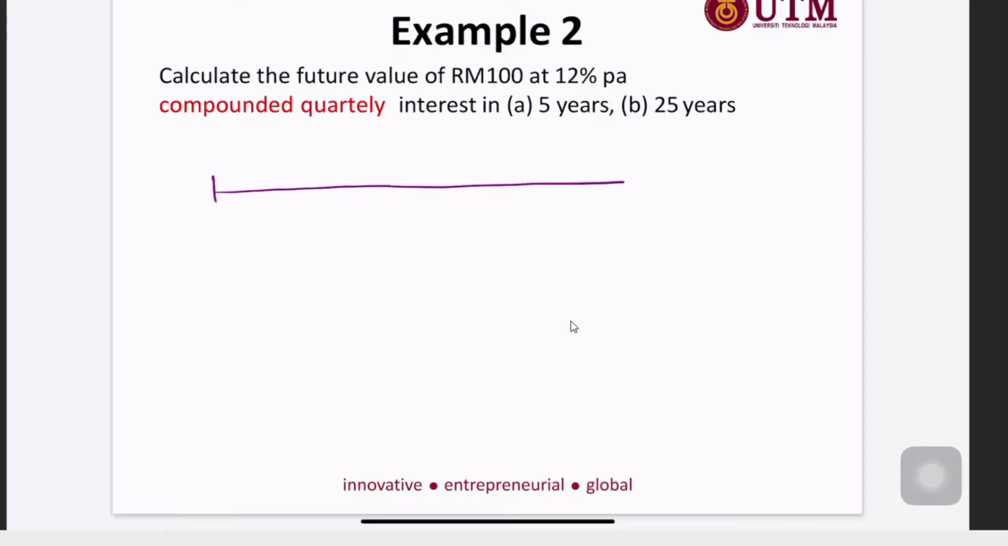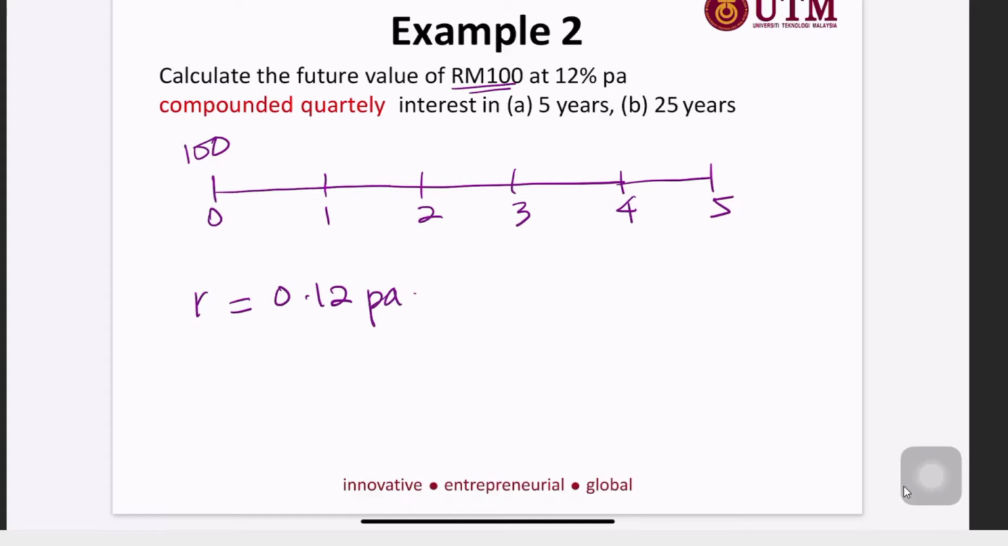Okay, so for this example 2, we have to calculate the future value of 100. So that means 100 is the principal, compounded interest in 5 years. So we have 1, 2, 3, 4, 5 years at 0.12, 12% per annum. Okay, so this compounded quarterly means the interest is compounded for every year. Compounded means like collected, that means it's like accumulated. That means in that 1 year, the interest is compounded 4 times. So for every year it will be compounded 4 times.